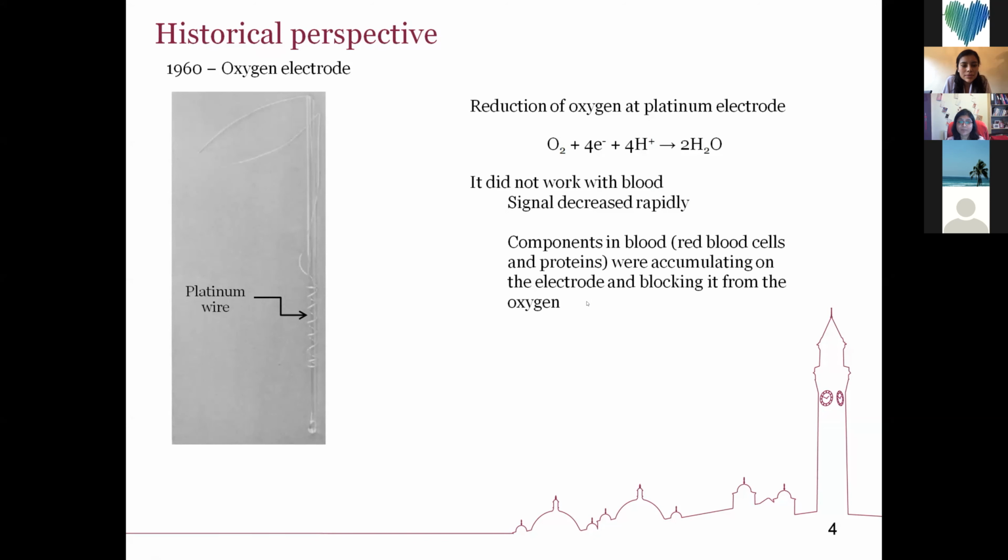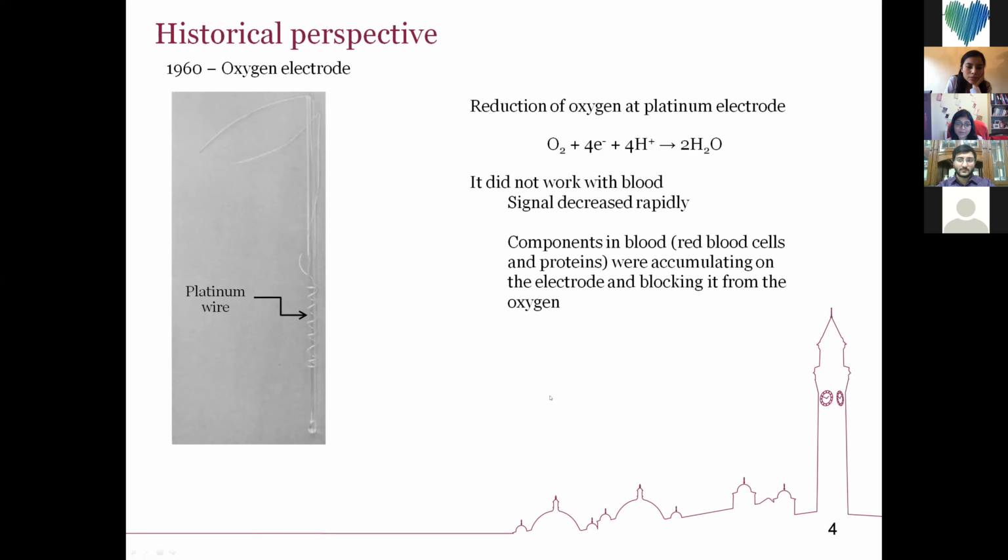But what he observed was this electrode worked well in buffers, in clean solutions. But when he tried to use this electrode to measure oxygen in blood, the current kept decreasing. And he thought it could be because blood contains additional components like red blood cells and proteins. And these components could be blocking up the electrode and preventing oxygen from reaching the platinum wire.